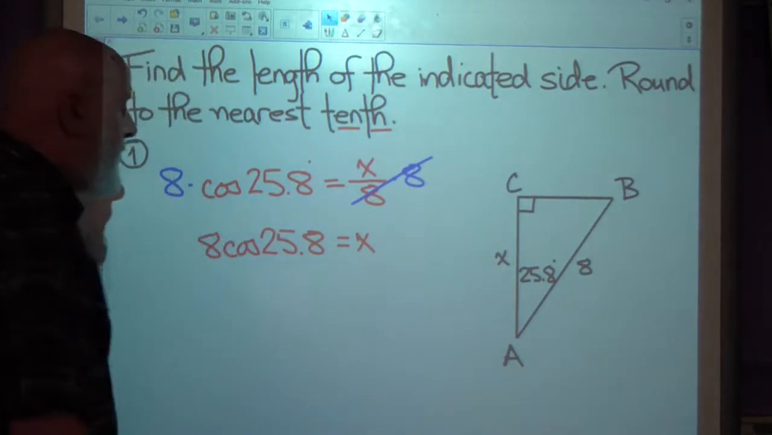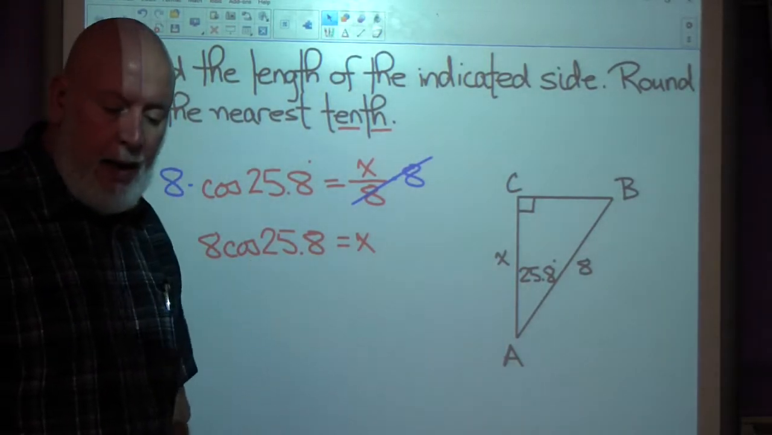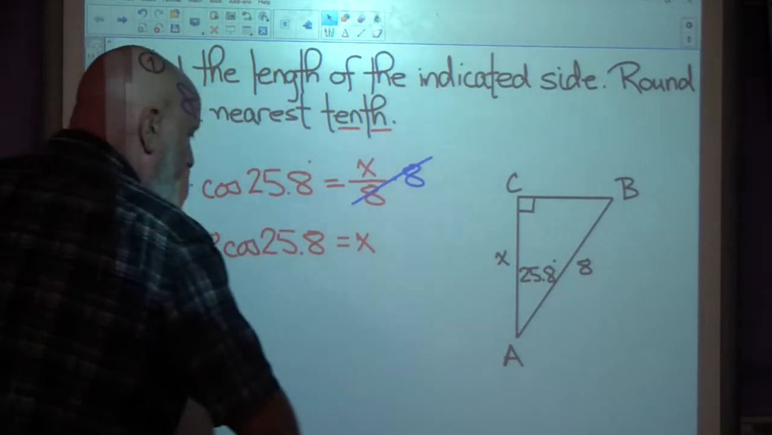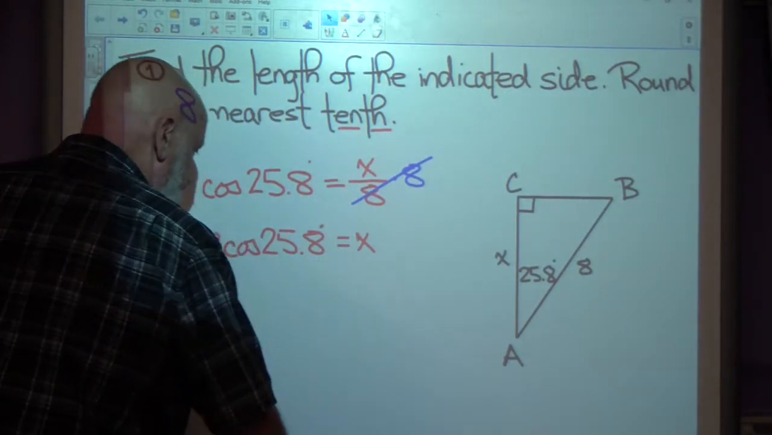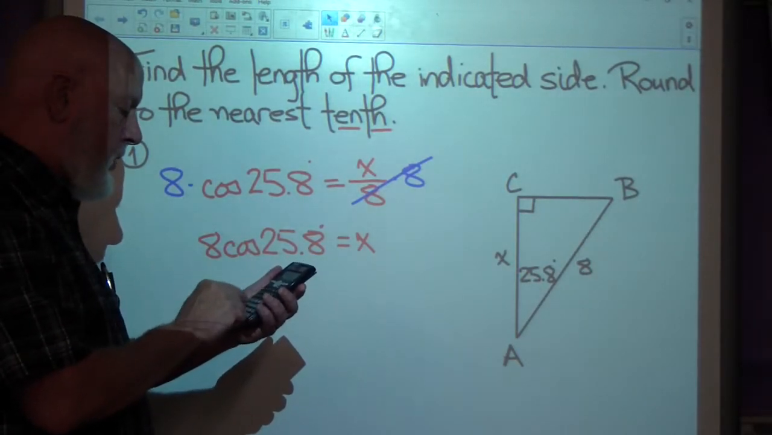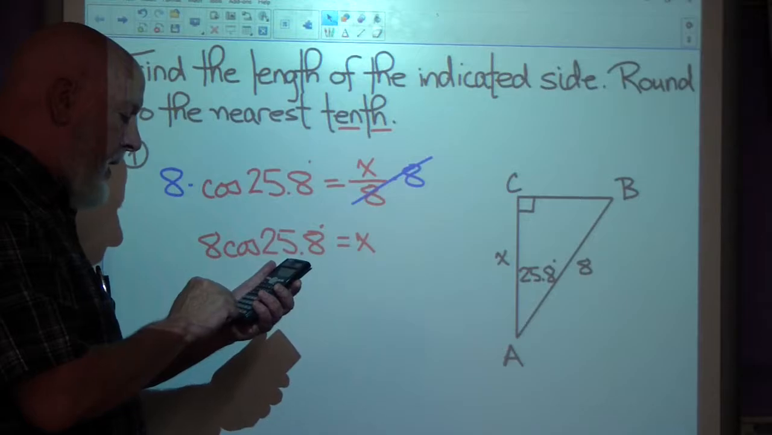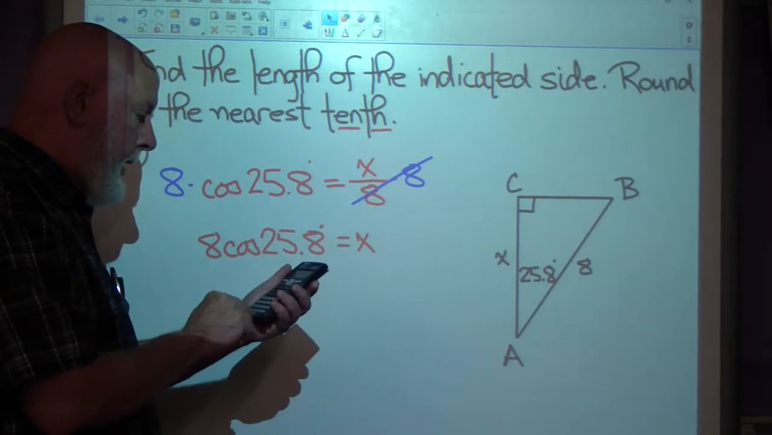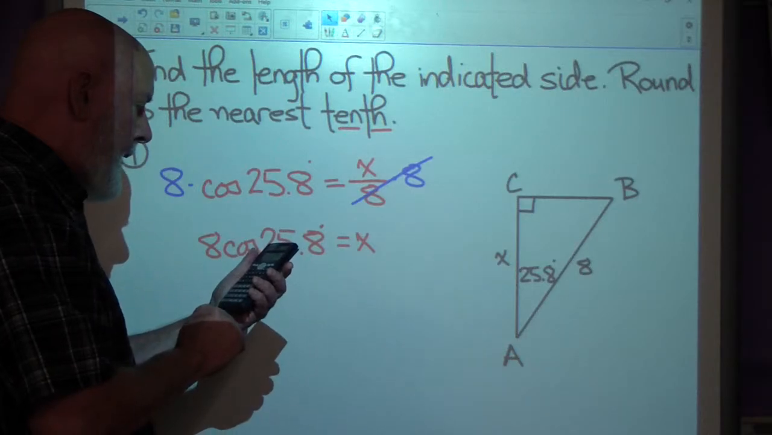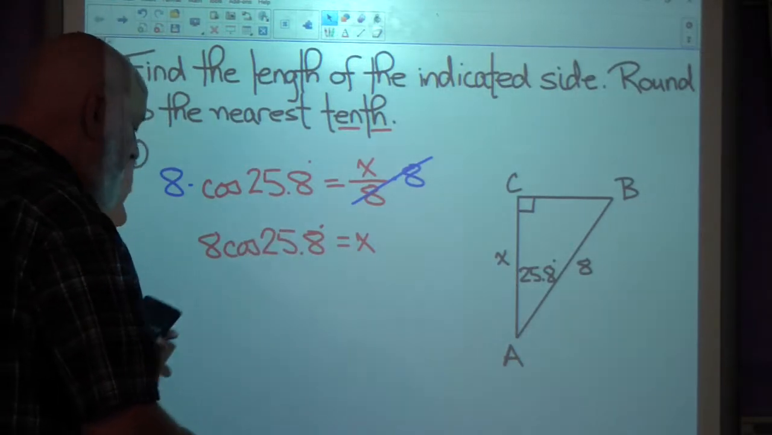Now all I have to do is take my handy dandy calculator and figure out what 8 cosine 25.8 degrees is. So here we go. I'll take my calculator, say 8 times the cosine of 25.8 and hit equals. And I get 7.2.